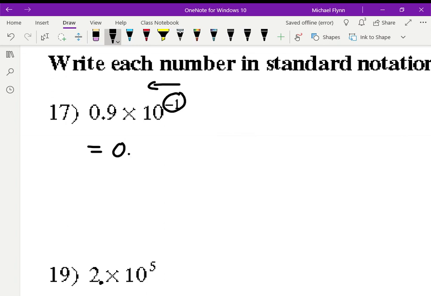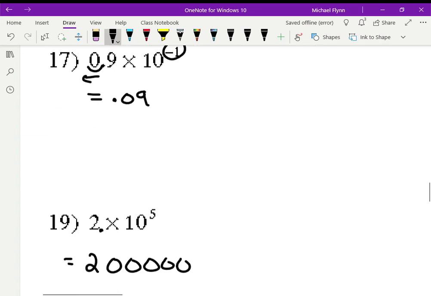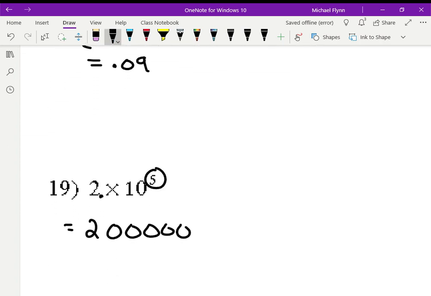So this one's going to be 0. If I move it one place like this, it's going to be 0.09, and that's the answer. I'm going to move it one place to the left because it's 1 power of 10. Now, if it's a positive power of 10, you move it the other way, 5 places. So I'm going to write 2. My decimal was here, so I'm going to go 1, 2, 3, 4, 5. Then I have to add zeros as my placeholders. So that's 200,000.